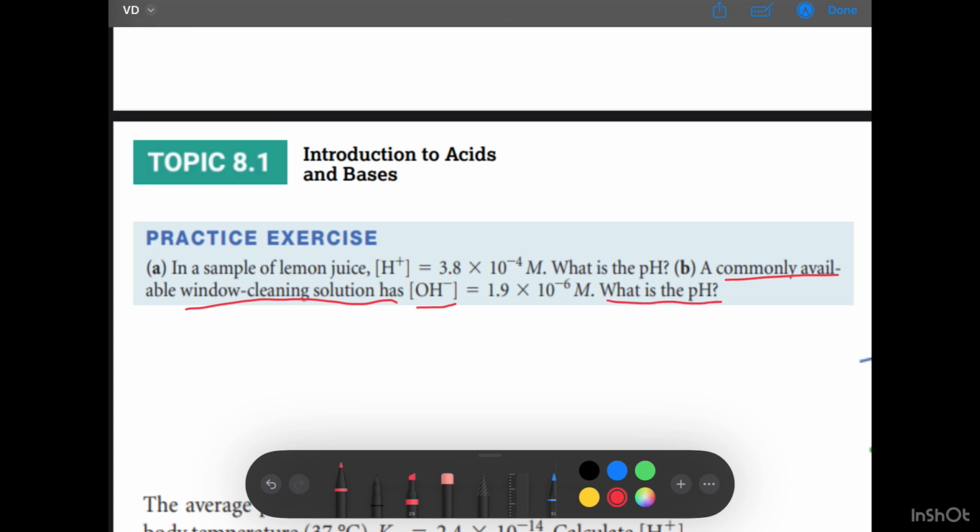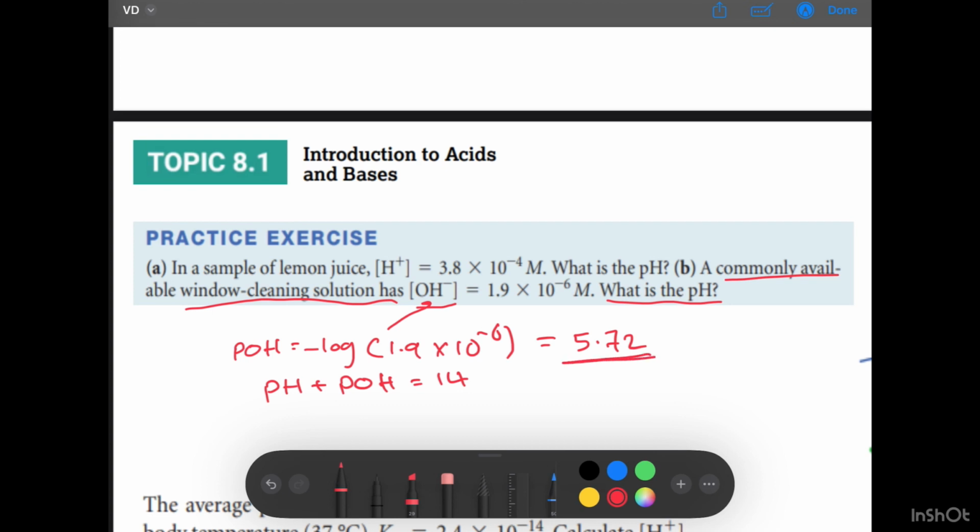What is the pH? So first of all, we have two methods to reach the solution. The first one, since the concentration of hydroxide is given, I can say the pOH is equal to negative log of 1.9 times 10 to the power negative 6. If you apply it, the answer is going to be 5.72. All right, and there's a rule that says if you add the pH plus the pOH at 25 degrees Celsius, the answer is going to be 14.